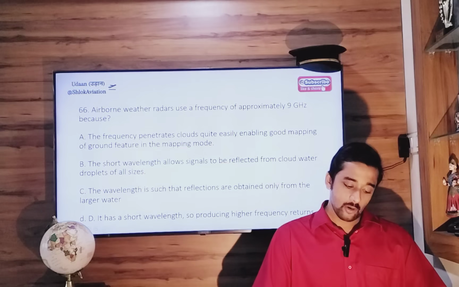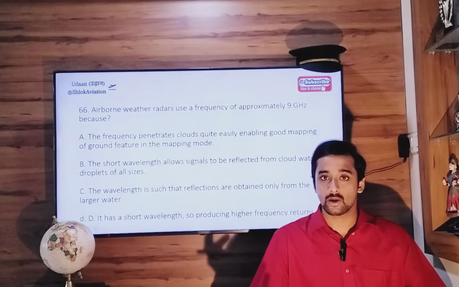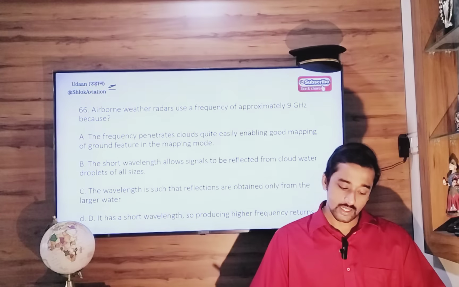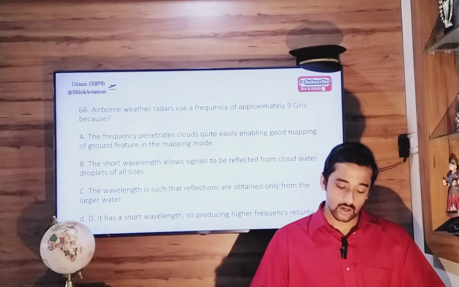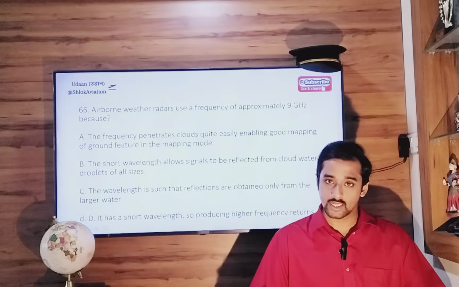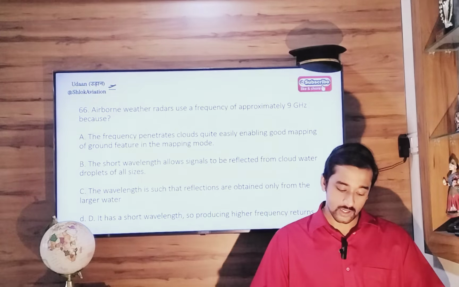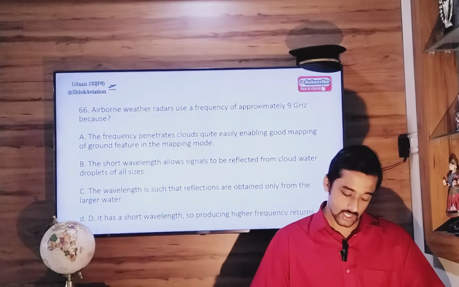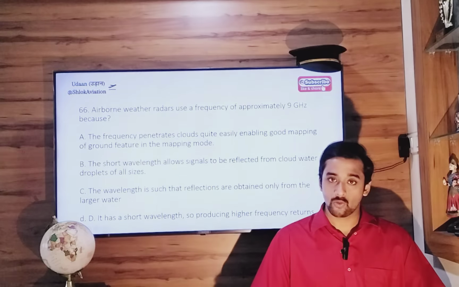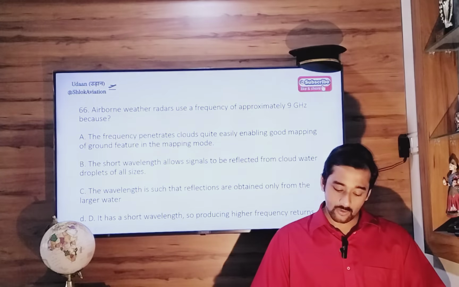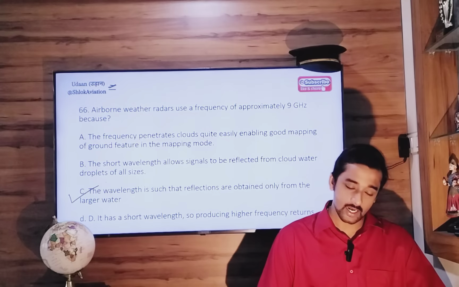66. Airborne weather radars use a frequency of 9 GHz, which is a super high frequency, because the frequency penetrates clouds, goes through them, easily enabling ground mapping of ground features. Short wavelength allows signals to be reflected from cloud water droplets of all sizes. The wavelength is such that reflections are obtained only from the large water. It has a short wavelength, so producing high frequency return. The correct option is option Charlie.